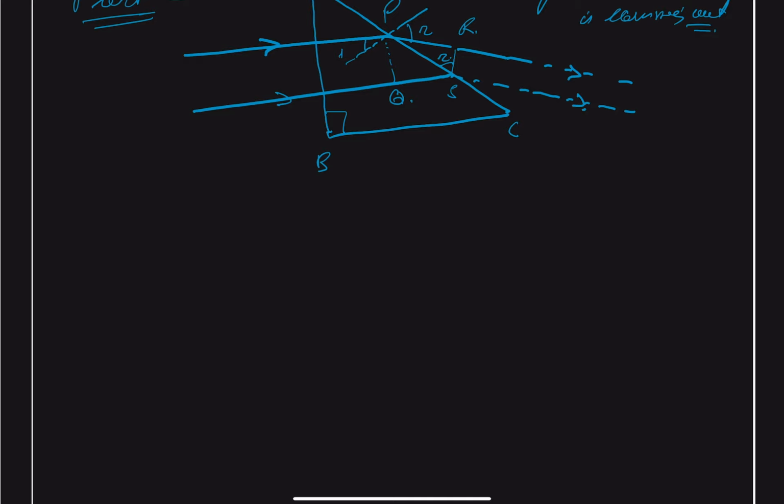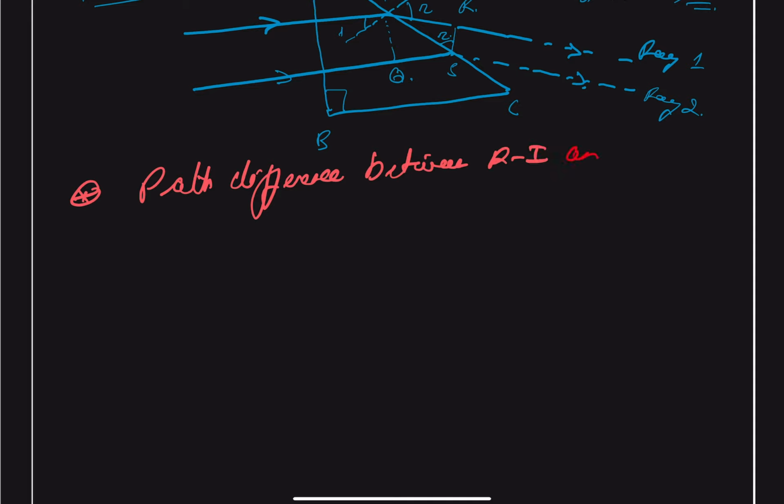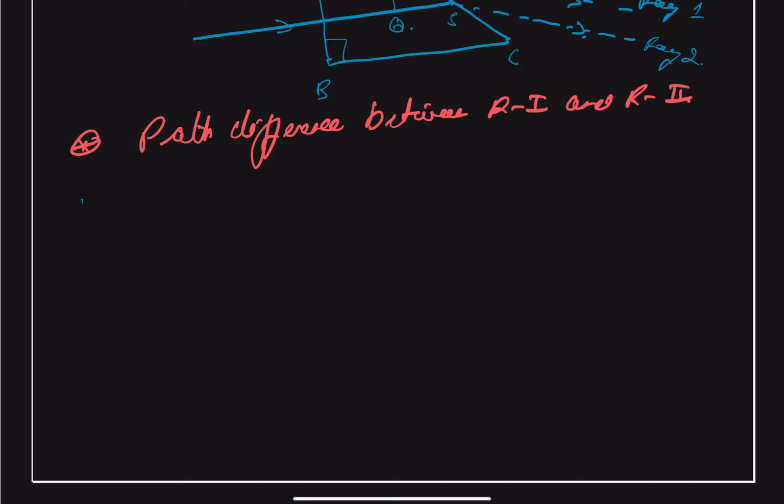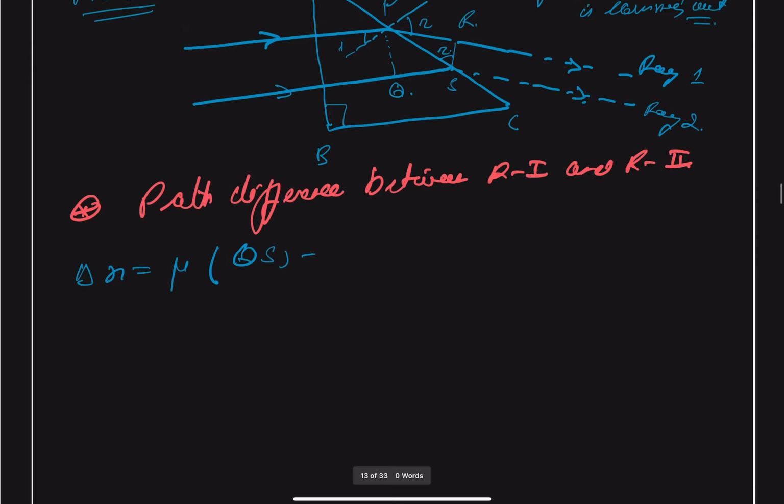So let us call this ray 1, and let us call this ray 2. And we have to find out, first of all, the path difference between ray 1 and ray 2. The path difference between ray 1 and ray 2 is delta x, which will be equal to mu multiplied by QS minus PR.